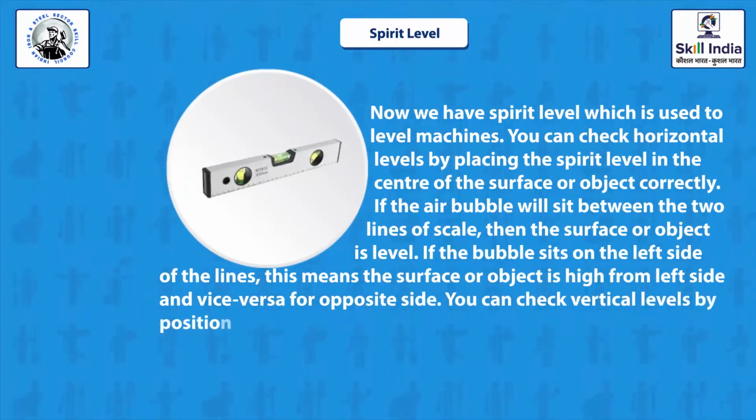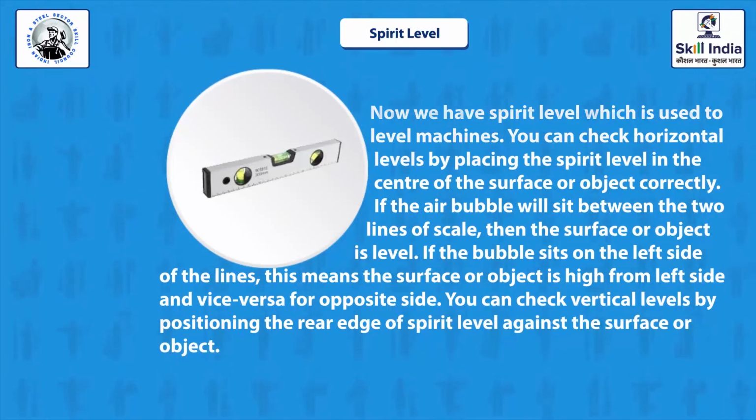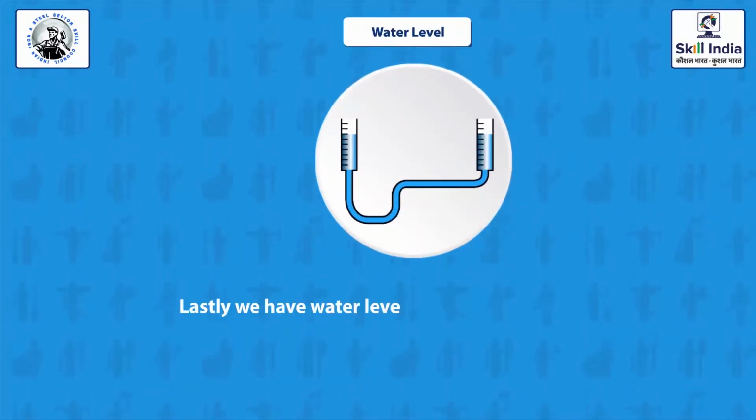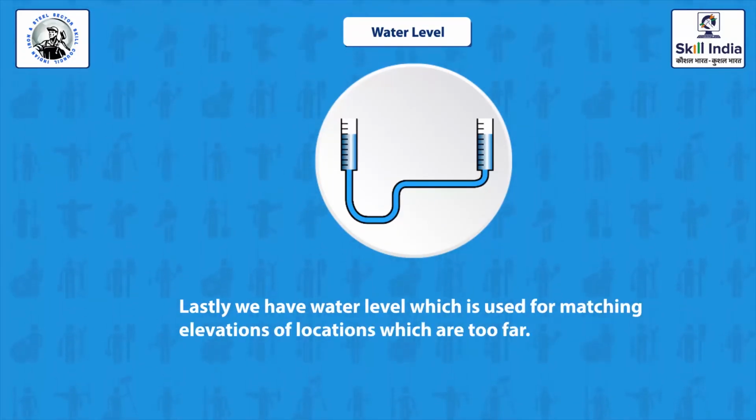You can check vertical levels by positioning the rear edge of spirit level against the surface or object. Lastly, we have water level, which is used for matching elevations of locations which are too far.